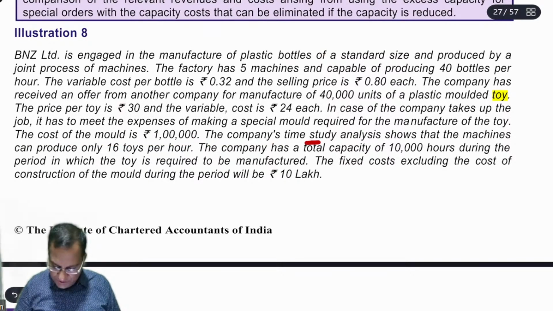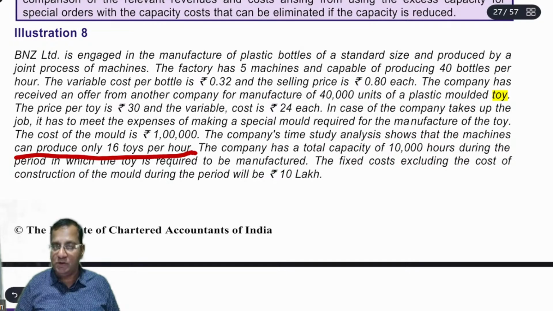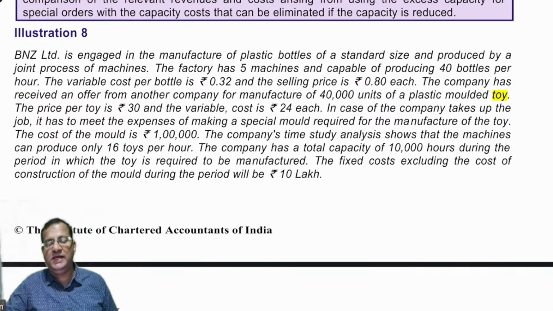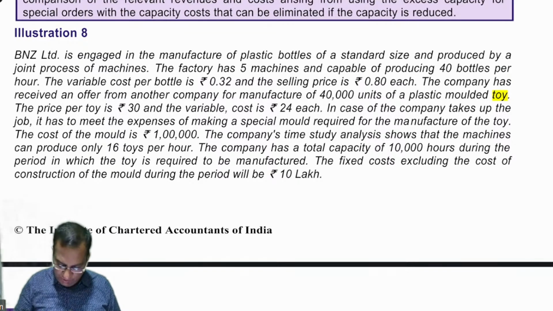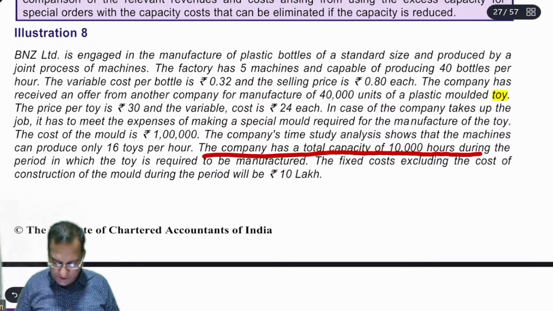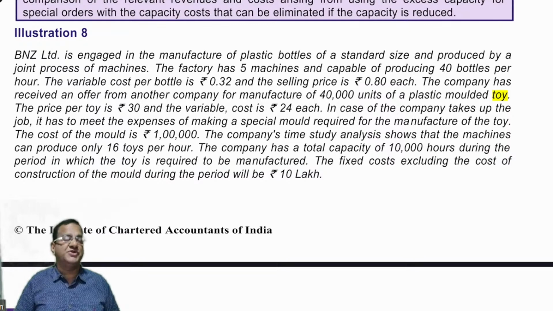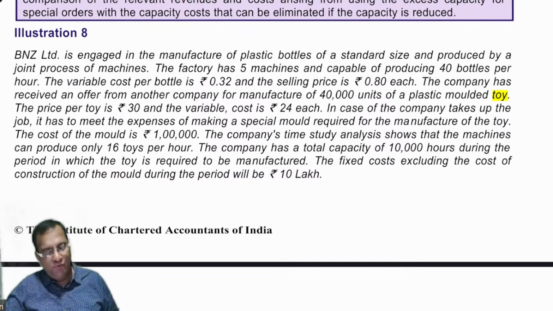The company time study analysis shows that the machine can produce only 16 toys per hour, while the manufacturing rate of bottles is 40 bottles per hour. That is the existing product. But if we manufacture toys on the existing machine, the rate of production is 16 toys per hour. The company has a total capacity of 10,000 hours during the period in which the toy is required to be manufactured. So we have a total of 10,000 machine hours in which we have to manufacture the bottle, and if capacity permits, we can manufacture the toy order as well.